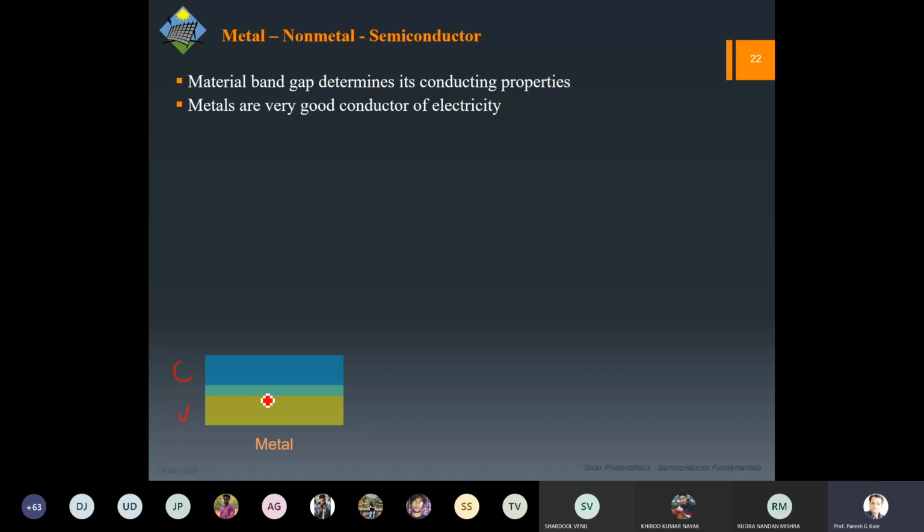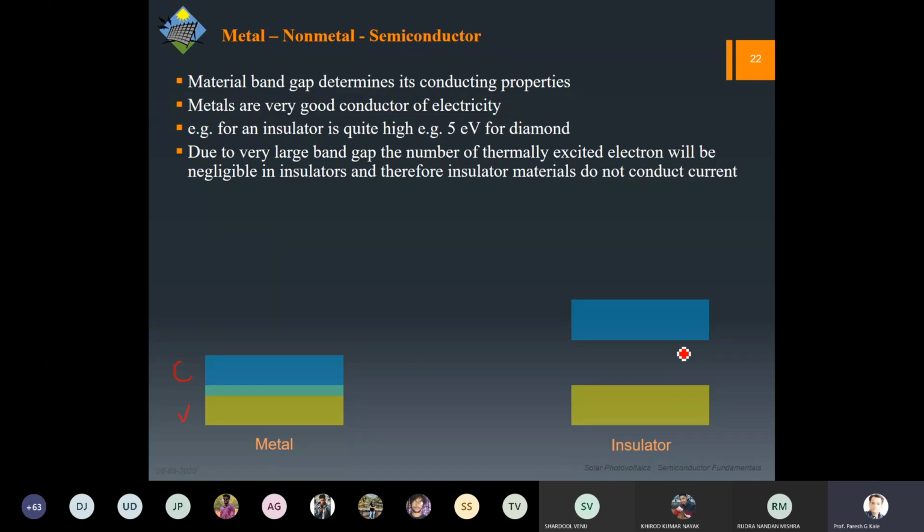So that's why you have ready-made, readily available electrons for conduction. But when it comes to an insulator, these two bands are absolutely far away from each other. For example, diamond is an insulator which has an electron band gap of 5 eV. Although it looks like a very small number, it is multiplied by electron volt, so that's why it's a huge energy.